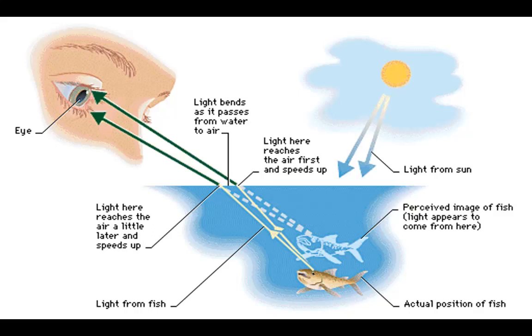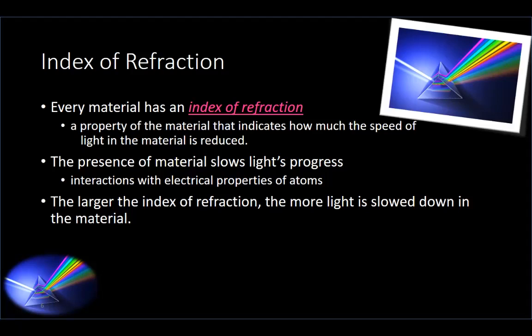But before we start using Snell's law, we need to understand what an index of refraction is. An index of refraction is a property of the material and it indicates how much the speed of light is reduced. The speed of light in a vacuum is unimpeded. There's nothing slowing it down, so it's at its maximum speed, and so we're going to call that 1.